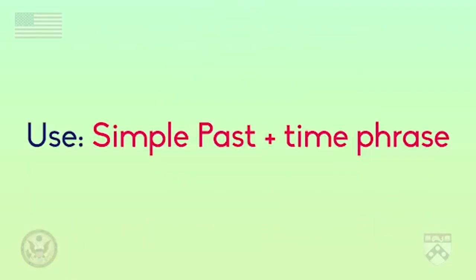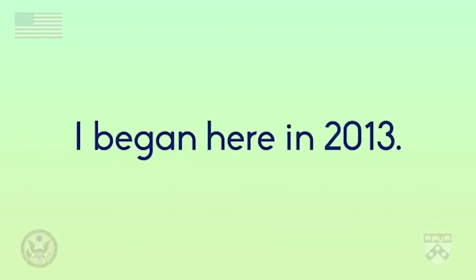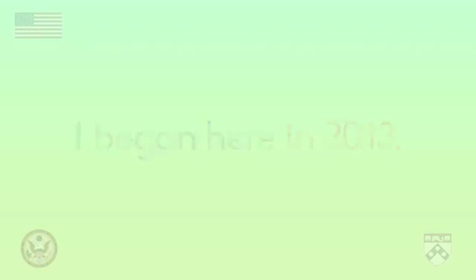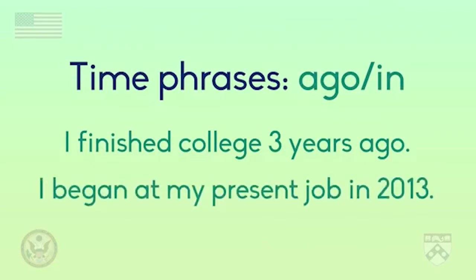We usually use the simple past with a time phrase. Do you know what the time phrase is in this sentence? I began here in 2013. That's right, in 2013. Other examples of popular time phrases used with the simple past are ago, as in I finished college 3 years ago. I began at my present job in 2013.